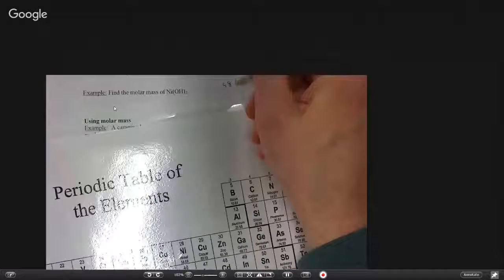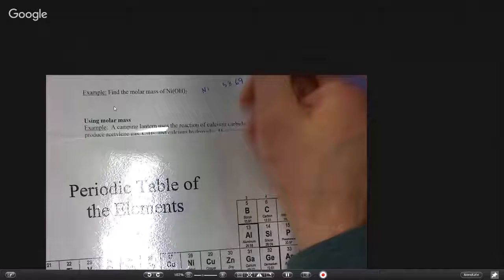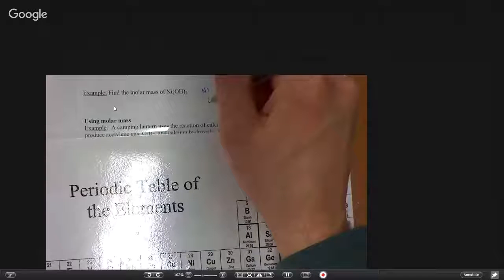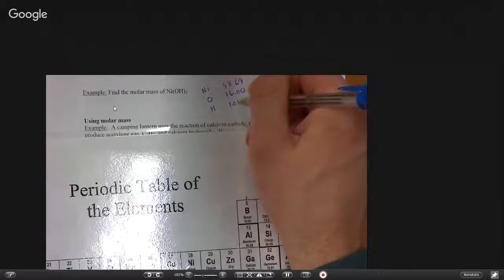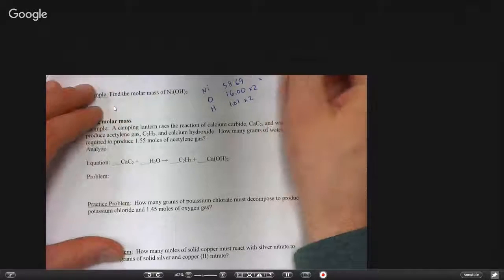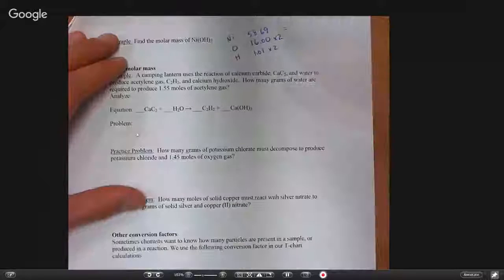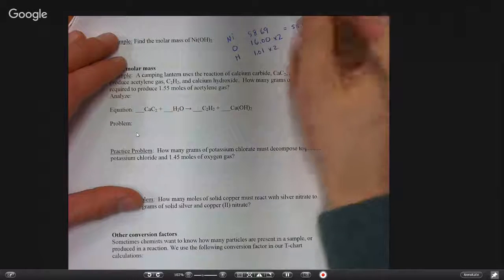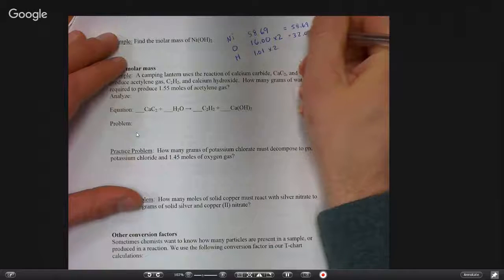So we've got 1 nickel. And then oxygen is 16, 2 of them. And hydrogen is 1.01, and there are 2 of them. So here's oxygen right there. Hydrogen, out of the light, there we go, 1.01. So we've got 58.69 and 32 and 2.02.